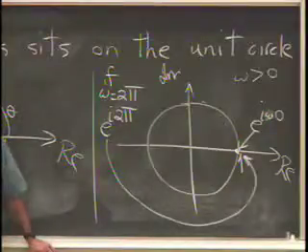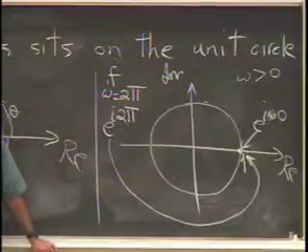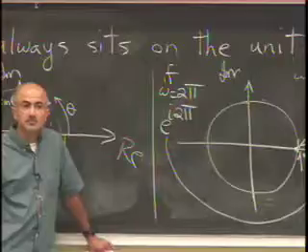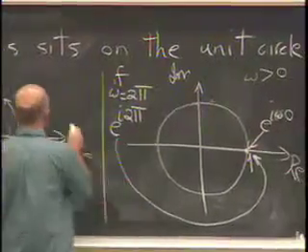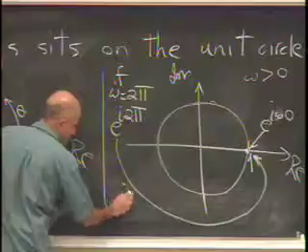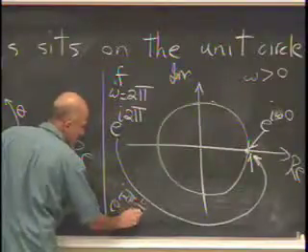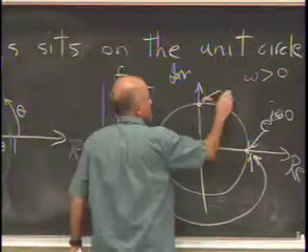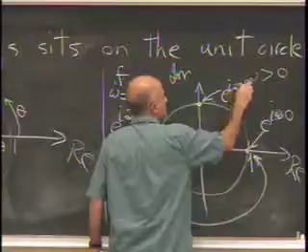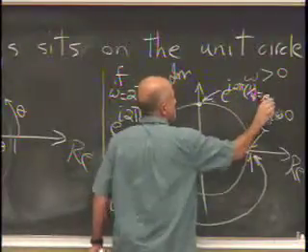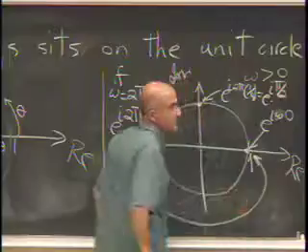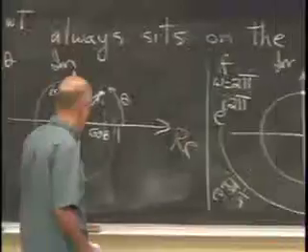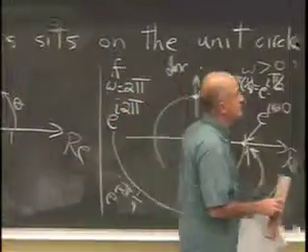At 1/4 second, where is the particle going to be? At I. E to the I 2 pi times 1/4 second, which is e to the I pi over 2. So what do you know about e to the I pi over 2 and its relationship to I? They're equal.